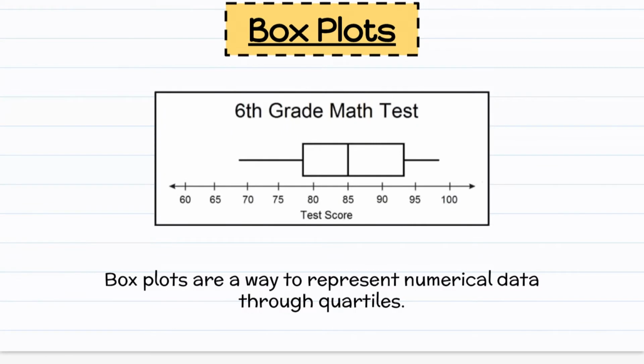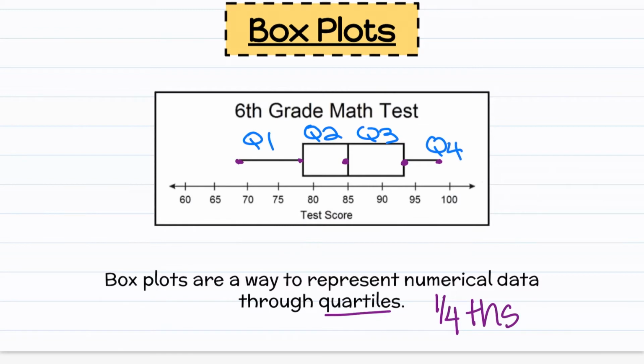All right, we're going to talk about what a box plot is for a second. A box plot is a way to represent numerical data into quartiles. So when you're thinking of a quartile, think of fourths. So if I'm looking at my box plot, I see that I have a dot here, and then another dot, and then a dot that I can place at the line, another one, and then a last one. So I'm seeing that this would be my first quartile, this would be my second quartile, this would be my third quartile, and this would be my fourth.